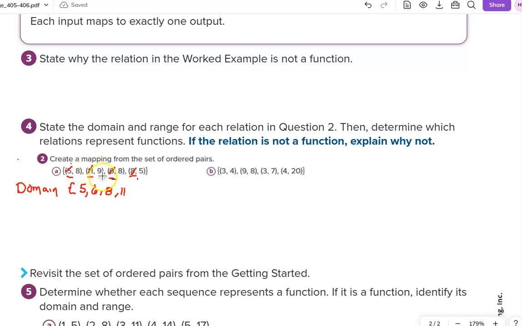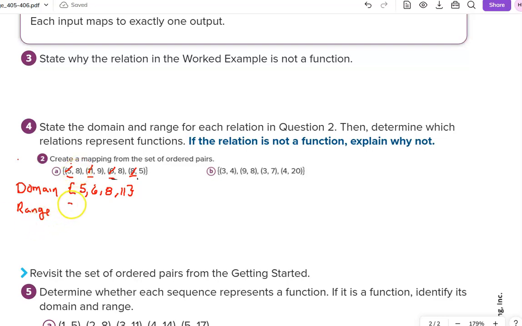And 11. So I got all of them. And then I'm going to do my little funky symbol, I don't know what it's called. It's not a bracket. Okay, and then I'm going to do my range, and my range are my outputs. I want to keep them in order of least to greatest.